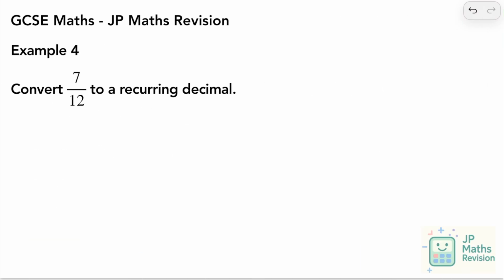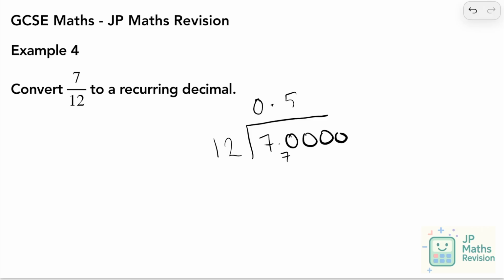Here's another example, 7 over 12. Again, I'm going to do the bus stop, so 12 and then 7, point and a bunch of zeros. 12 goes into 7 0 times, remainder 7. 12 into 70 is 5, remainder 10. 12 into 100 is 8, remainder 4. 12 into 40 is 3, remainder 4. 12 into 40 again is 3, remainder 4, and again 3, remainder 4.